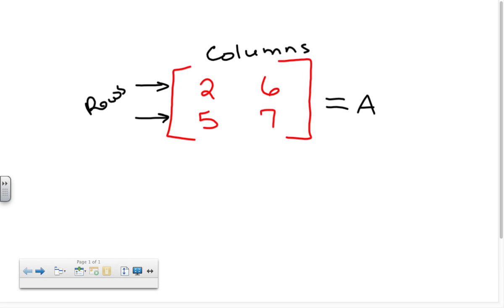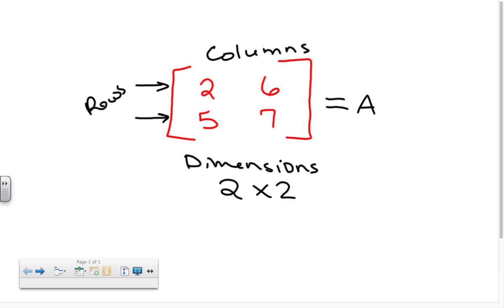And maybe I want to talk about what this matrix looks like. So matrix A has 4 numbers in it, obviously. Now matrix A has rows and columns. So typically if I'm going to talk about the dimensions of matrix A, I'm going to talk about the rows and the columns. So this is considered a 2 by 2 matrix. Matrix A would be considered a 2 by 2 matrix.